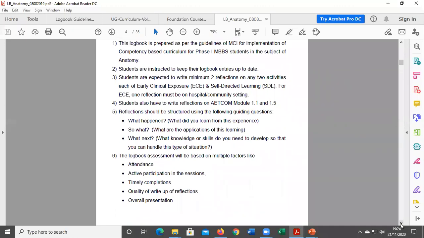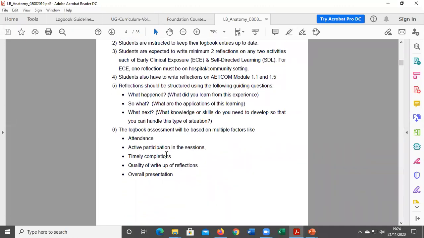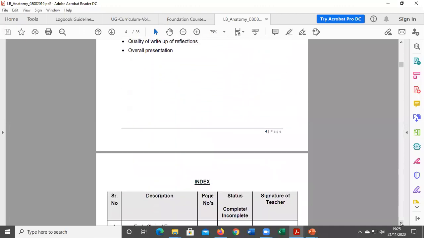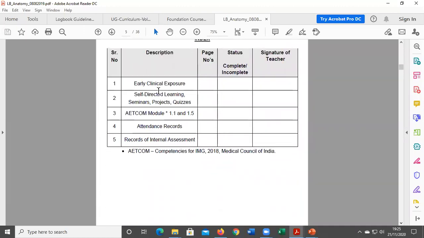And then a general instruction that logbook assessment will be based on multiple factors, because the logbook carries marks. So how the assessment would be done was given in brief. And then there was a table of contents, which primarily was composed of the ECE, SDL, seminars, project quizzes, EdCom modules, attendance records, and records of internal assessment. These are the things that we carry out, and they had to be recorded in this logbook to make it a complete picture. So this was the documentation suggested by the MUHS at that point in time, when no specific guidelines were available regarding the logbook.